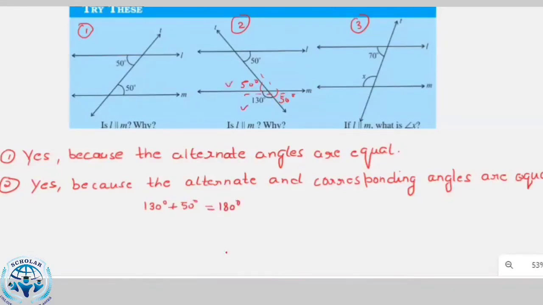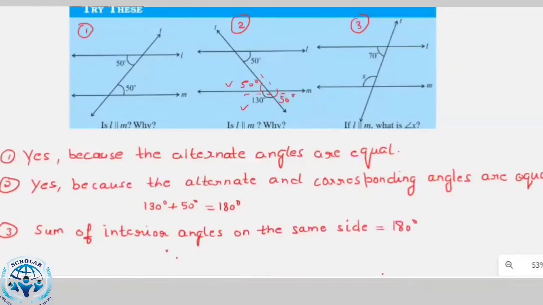Now in the third one we have to find the unknown angle X. As the interior angles on the same side are 180 degrees, that means the sum of interior angles on the same side is equal to 180 degrees. They are supplementary. Therefore 180 degrees minus 70 degrees will be equal to X. X will be equal to 110 degrees.